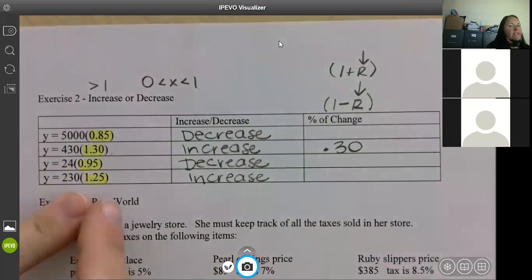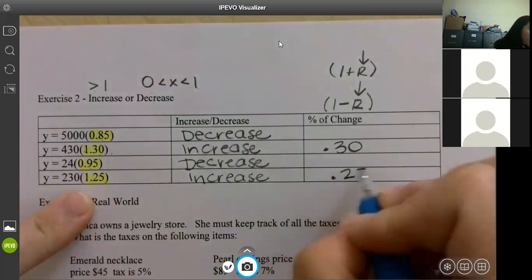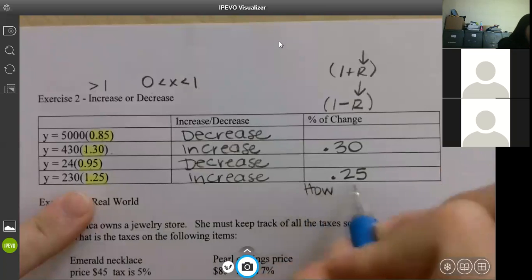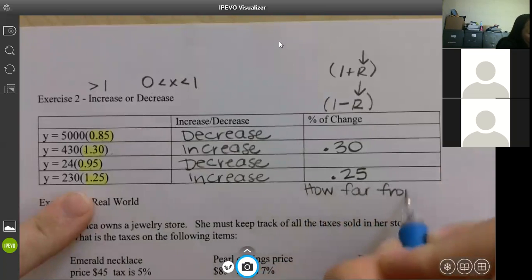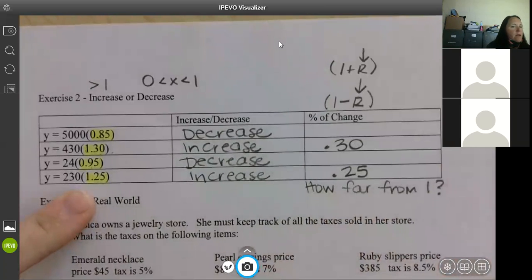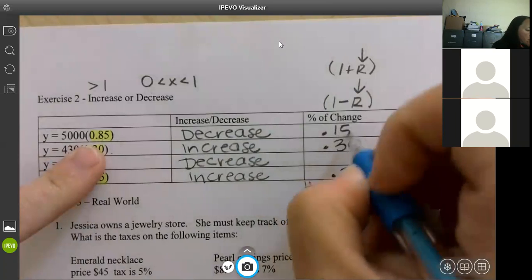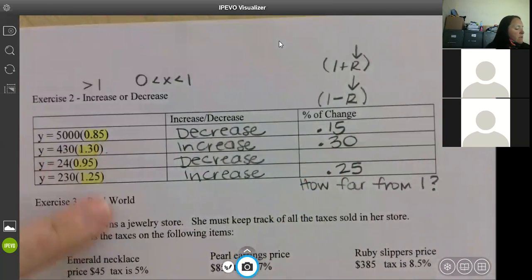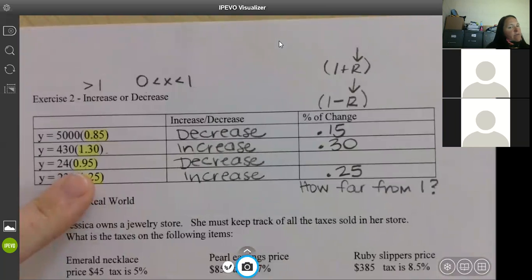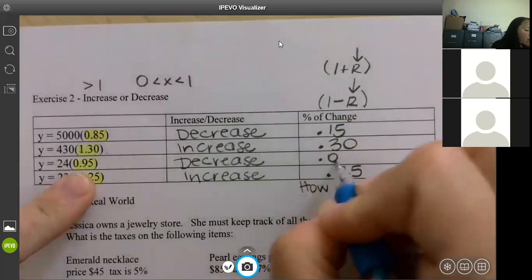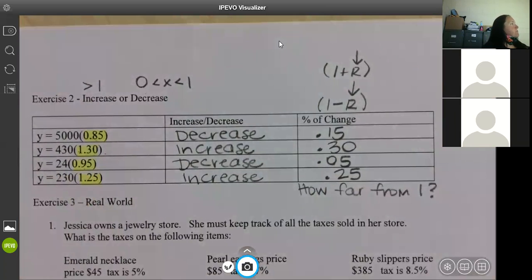The bottom one, 1.25. How far is it from 1? So again, how far from 1? How far is 0.85 from 1? 15. So your percent of change is 0.15. What about 0.95? How far is it from 1? Make sure that you write it as 0.05. That's literally all you do. Okay, and you can subtract it from 1 and that'll work the same way.